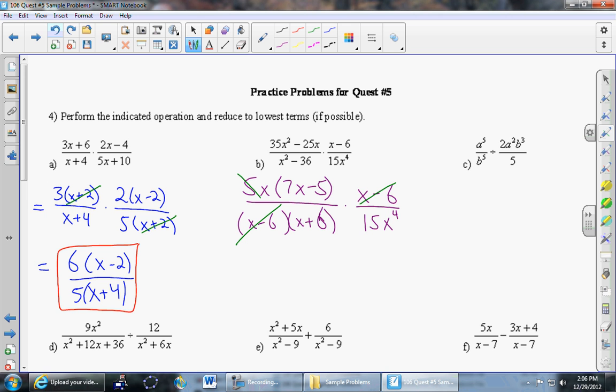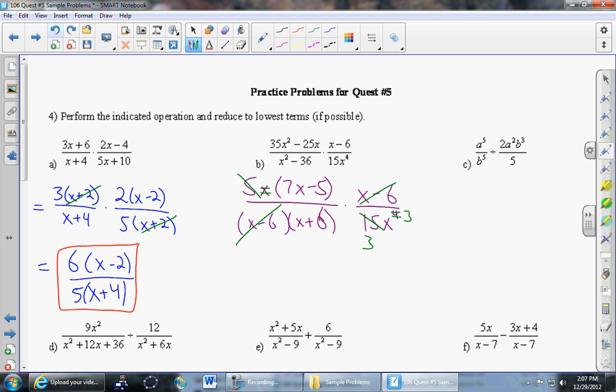I see a 5 can go away with this 15 and leave 3. And then finally, last thing I see is x, this x right here in the front, and one of these x's, which leaves me with an x cubed down there. Okay, so then we just copy our answer and we're done.